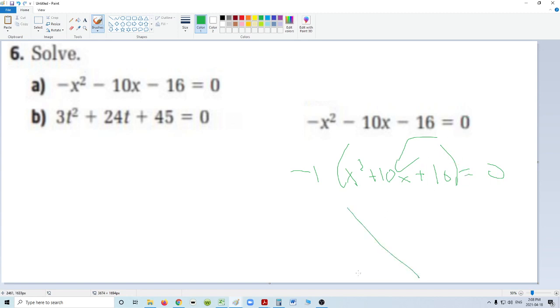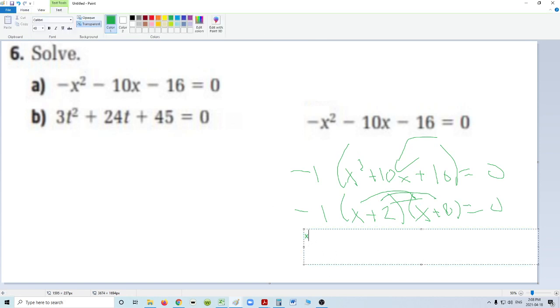So what numbers multiplying out equal 16 that add up to 10? Well, that's 8 and 2. And since they're both positive, it's an easy one. So now I can replace all of that with minus 1 times x plus 2 times x plus 8. And if in doubt, multiply it out, distribute it, and confirm that it's that. So right there, the answer is actually the opposite. x is equal to minus 2, and x is equal to minus 8, in order for the equation to equal 0.